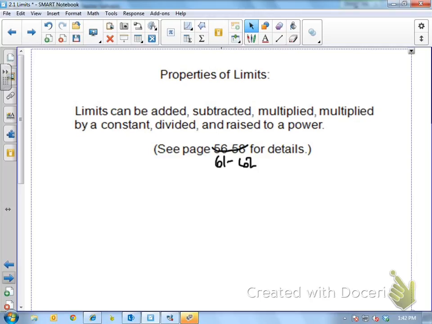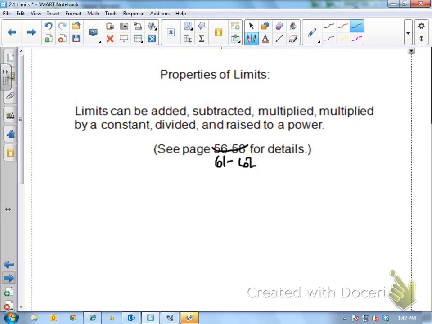You could divide them as long as what you're dividing by is not 0. Remember, 0 is bad when you're dividing. And you could raise it to a power. So for example, we're not going to write every single one out.